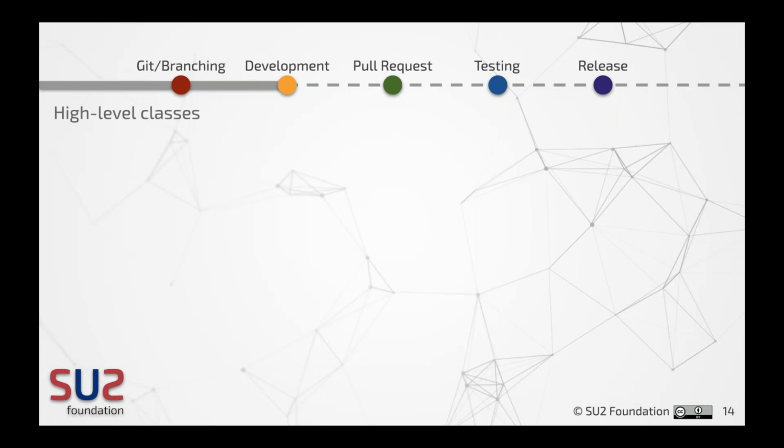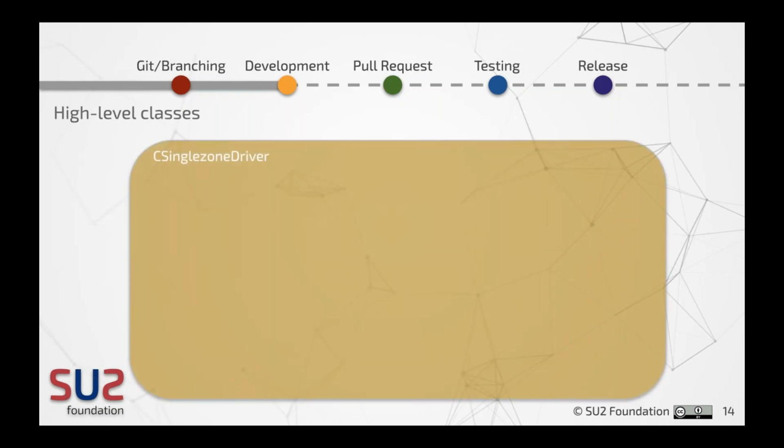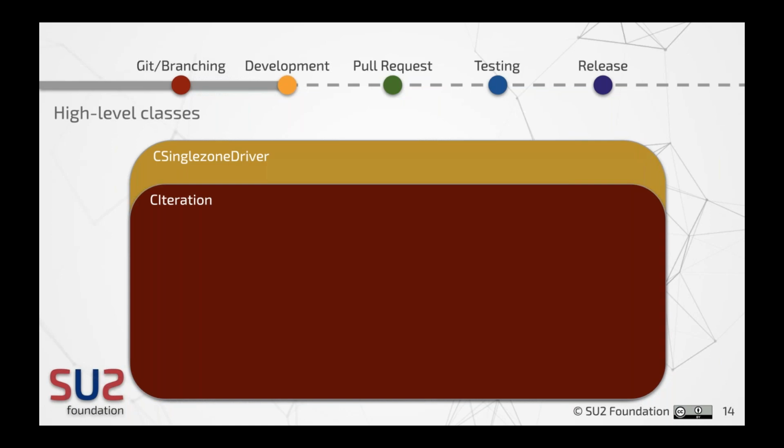So let's have a look at the high-level class structure that you may encounter if you dig into the code for the first time. The first thing that you might see is the single zone driver, and the single zone driver handles the preprocessing of all classes necessary to solve a problem. And it's also the place where you might find the time iteration loop. The next step is the CIteration class, which handles the pseudo time iteration loop for all of our PDE solvers.